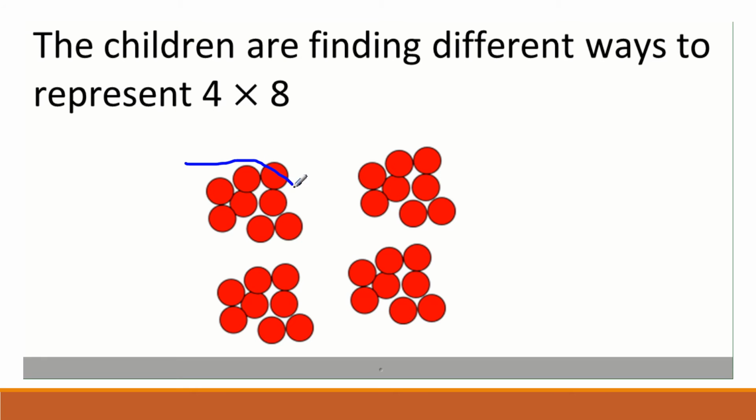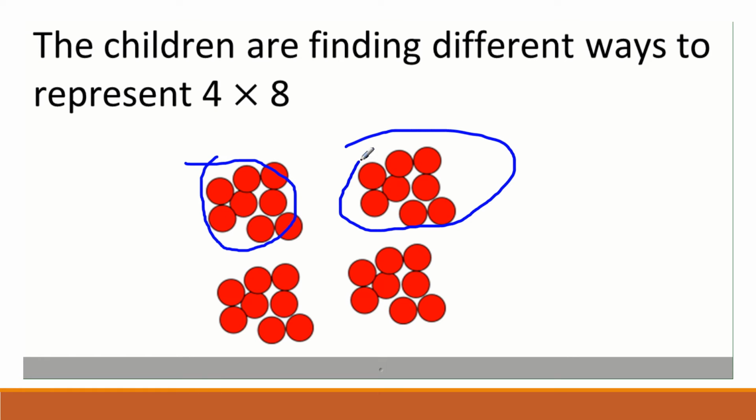So we have that's 1. Ooh, it's a big circle. That's 2. That's 3. And that's 4. So we have 4 groups this time with 1, 2, 3, 4, 5, 6, 7, 8. 4 equal groups of 8, just like our 4 times 8. And again, that will equal 32. So all of those are different representations of showing 4 times 8.